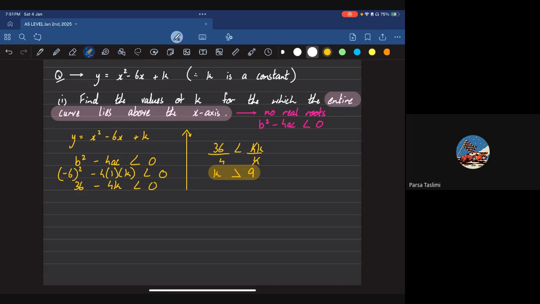For quadratic equations, we say that it's a squared plus 2ab plus b squared. So 6x divided by 2, you get minus 3. You already know that a is 1. So minus 3 squared gives you 9.